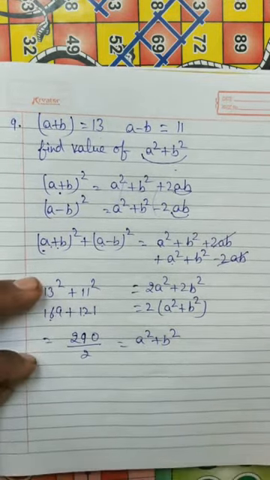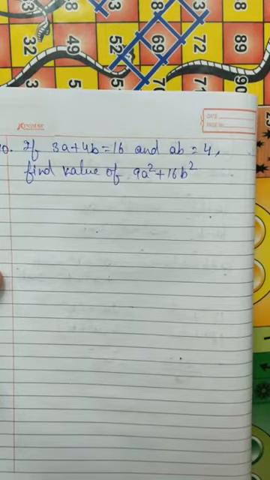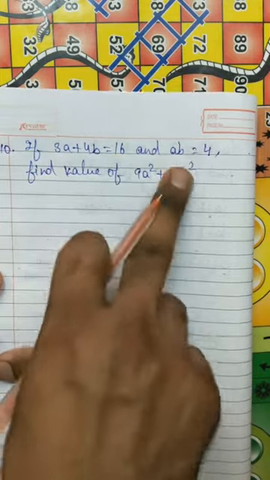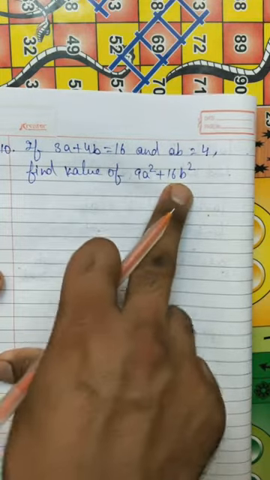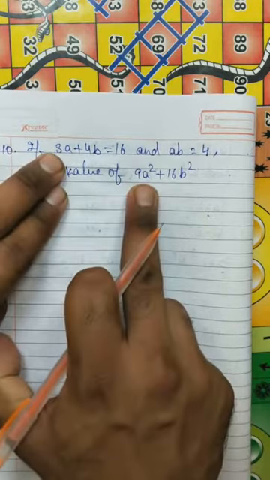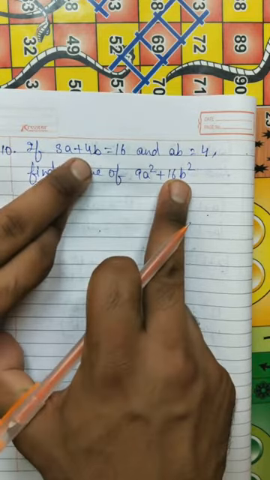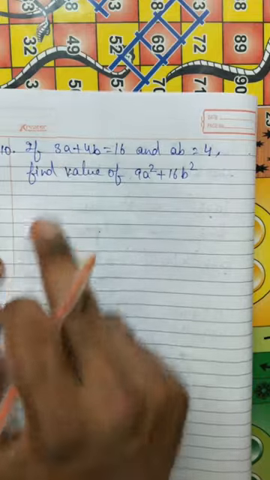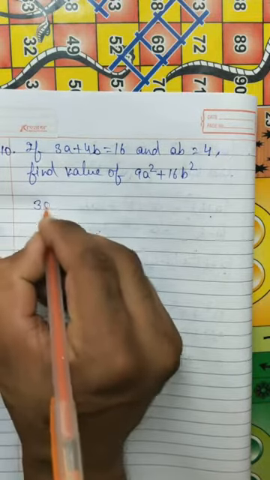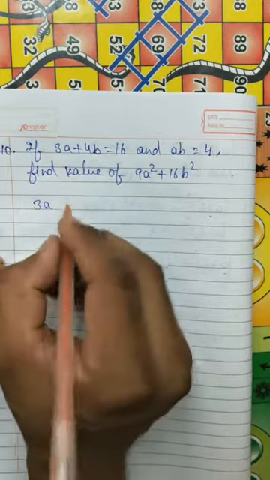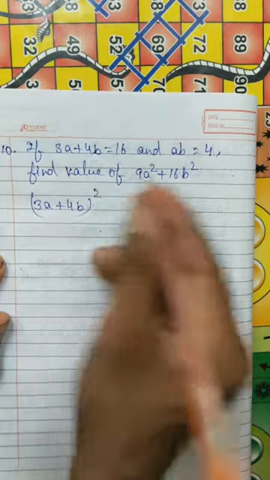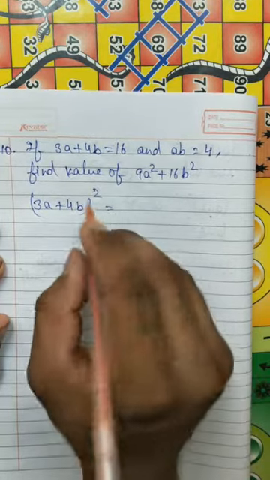We are going with the 10th question. The 10th question is: given this is equal to 16 and this is equal to 4, we need to find this. If we check, this is the square of 3a and this is the square of 4b, so we need to make a square of it. We cannot make an individual square. We need to just make a complete square of it, so that the other side could also be squared.